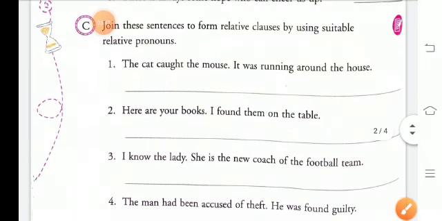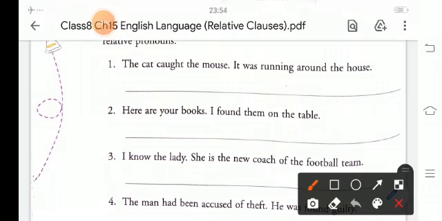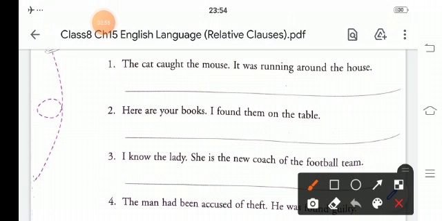Now we have to join these sentences. How will we join these sentences? With the correct form of relative clauses. The cat caught the mouse. It was running around the house. The cat caught the mouse who was running around the house.